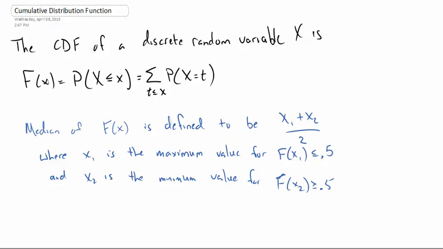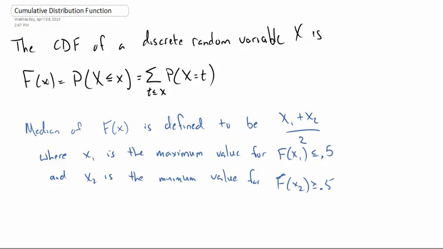Last thing we'll look at in this video is something called a cumulative distribution function, also called a cumulative density function, and it's abbreviated CDF. The CDF of a discrete random variable x is f of x, where f of x is the probability that x is less than or equal to x. So when we say that we want the CDF for 5, we're referring to what's the probability that the random variable is 5 or less.